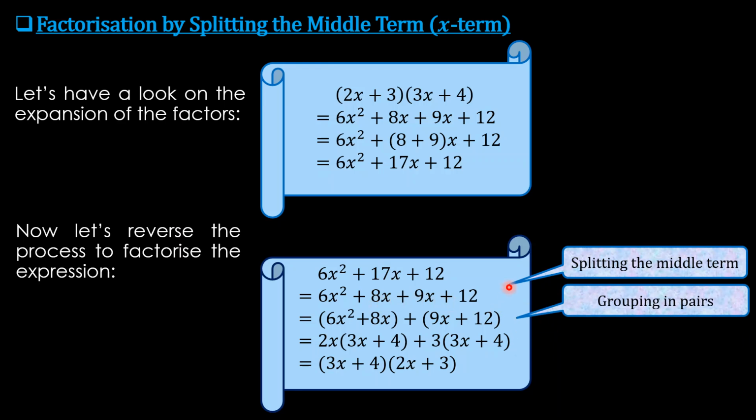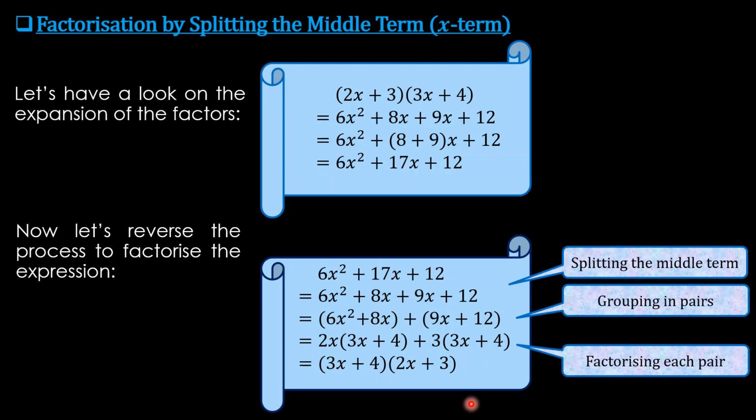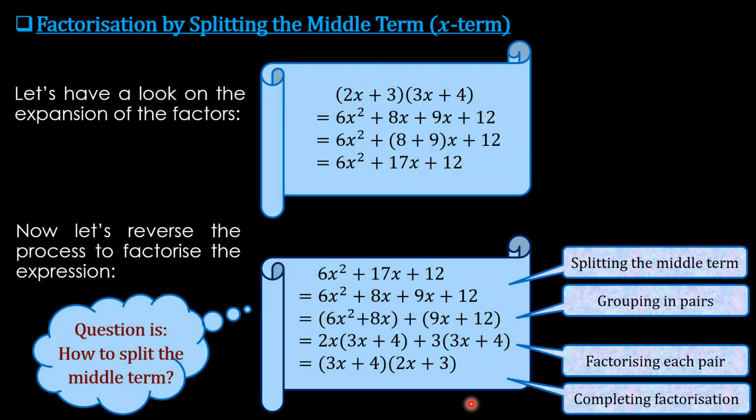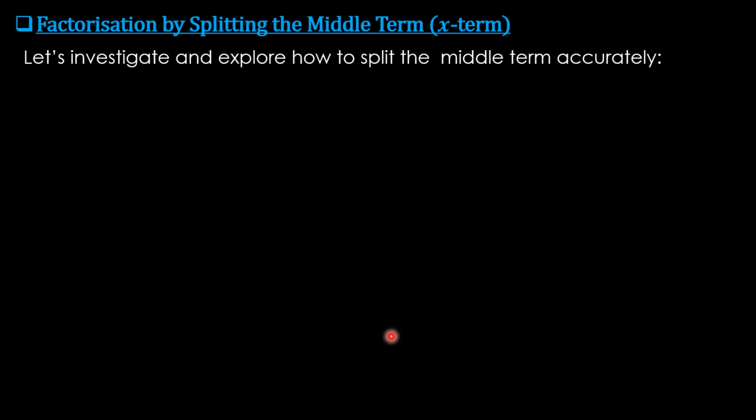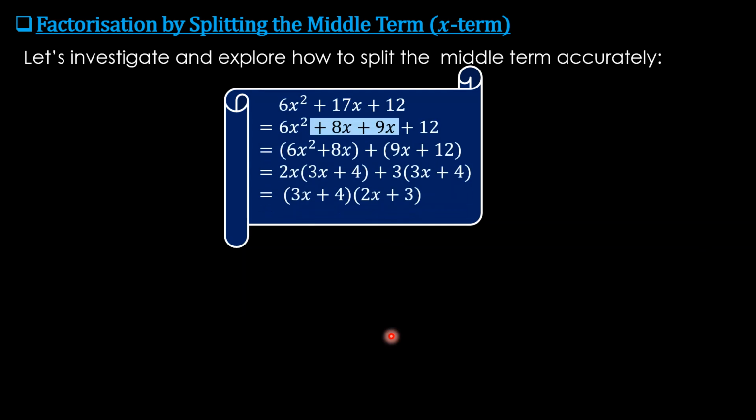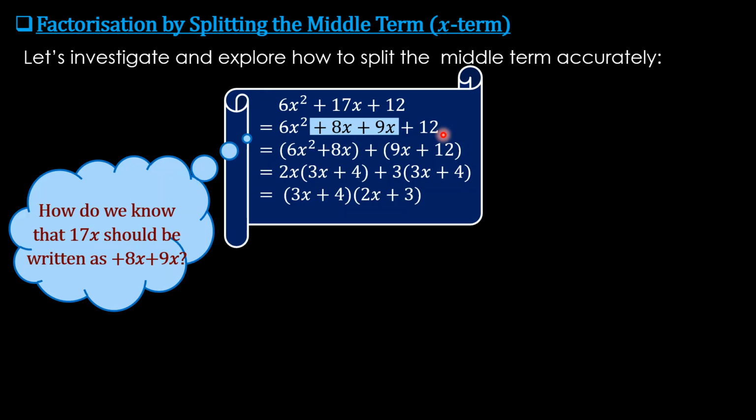Next we are grouping in pairs. Then we are factorizing each pair. Then completing the factorization. But the question is how to split the middle term. On what basis are we splitting 17x as 8x + 9x? Let's investigate and explore how to split the middle term accurately. So 6x² + 17x + 12. We have written 6x² + 8x + 9x + 12. Now, how do we know 17x should be written as 8x + 9x?